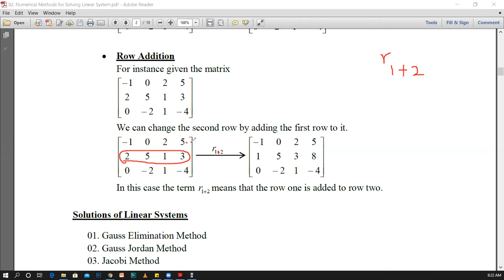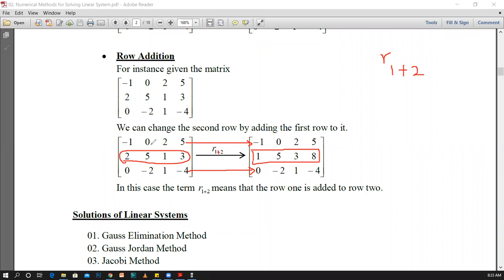Therefore, row number 1 will appear as it is. Row number 3 will appear as it is. The only change that we can see is in row number 2, because row number 1 has now been added to row number 2. Therefore, -1 added to 2 gives 1, 0 added to 5 gives 5, 2 added to 1 gives 3, 5 added to 3 gives 8. This is what we call row addition.